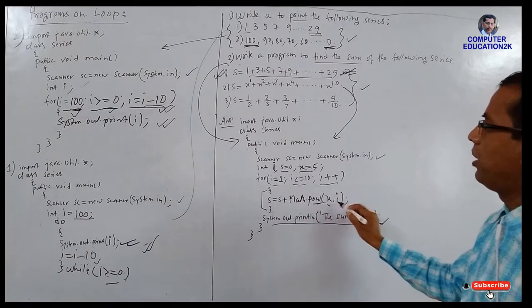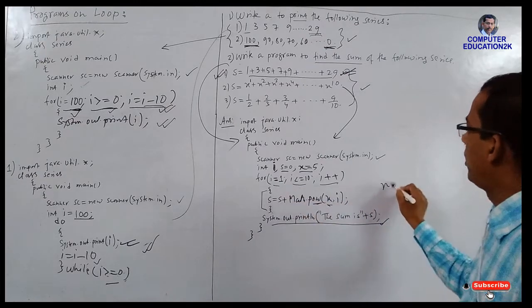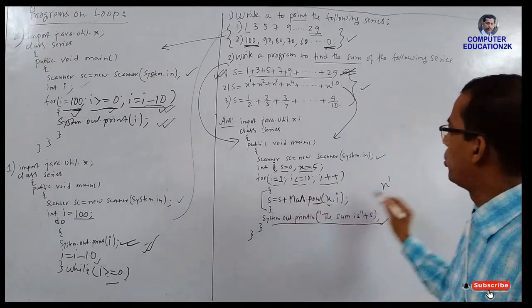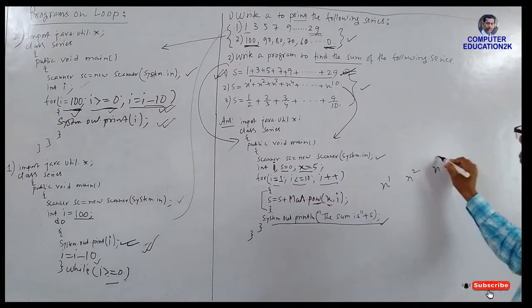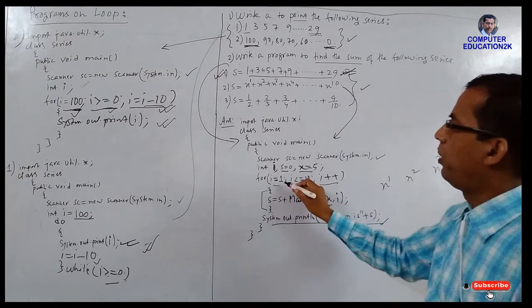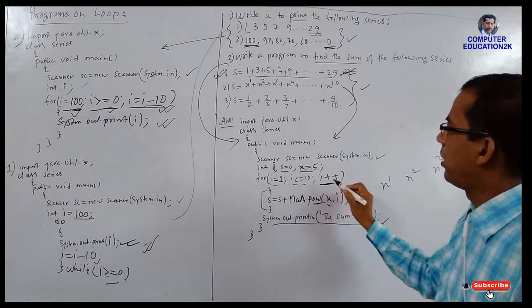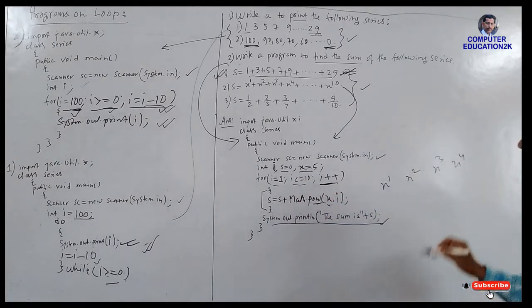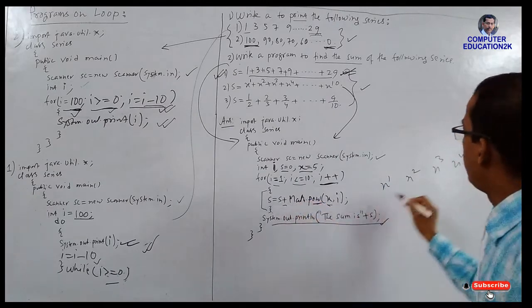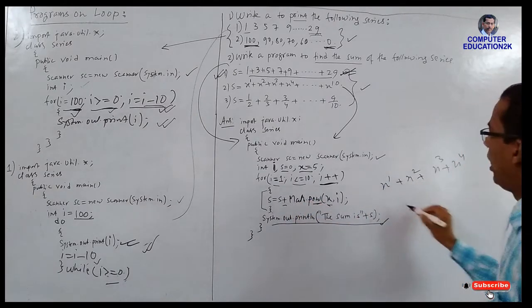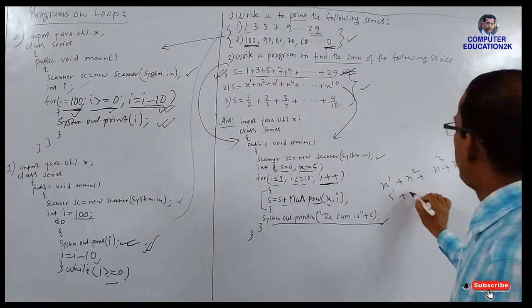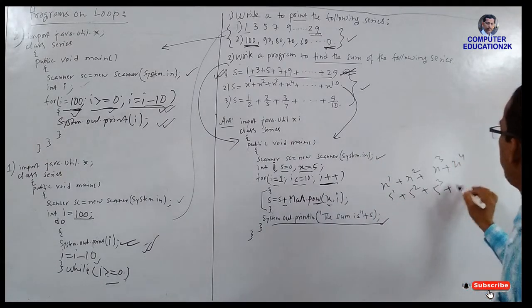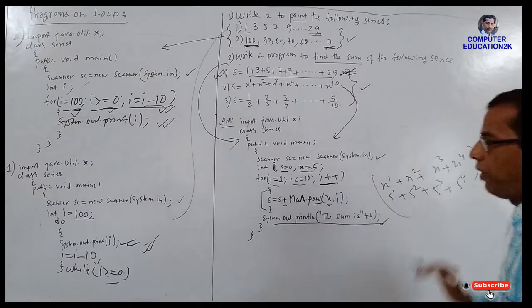First time the value of I is what? 1. So x to the power 1. Then the value of I is 2. So x to the power 2. Then the value of I is 3. So x to the power 3. Then the value of I will be 4 because it is increasing, no? I plus plus. So x to the power 4. And here you have given plus, that means all will be added. And in x what you are given? You are given 5. So it will be 5 to the power 1, 5 to the power 2, 5 to the power 3, 5 to the power 4. This way the computer will find the sum.